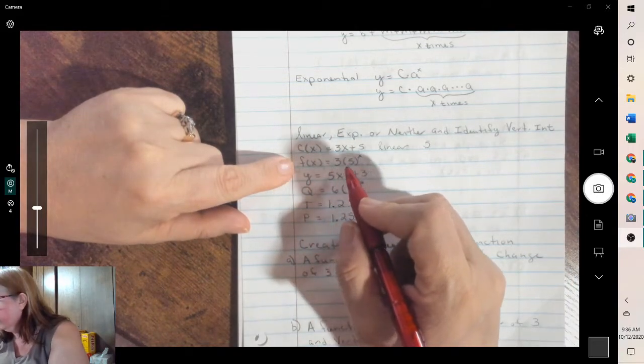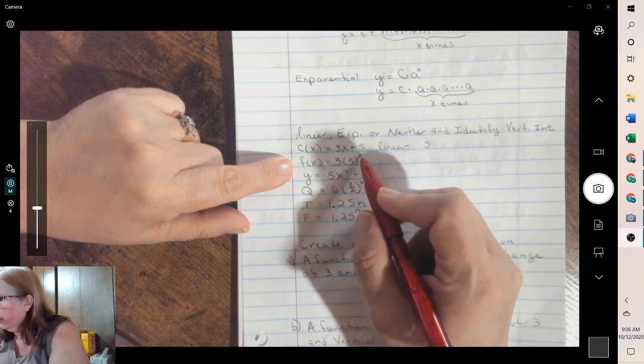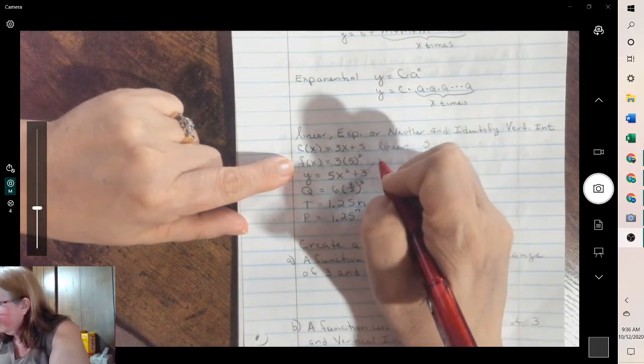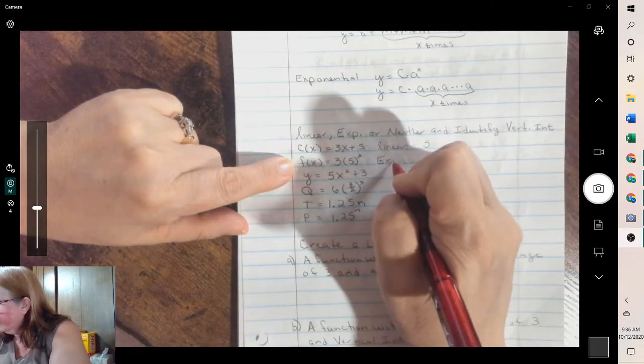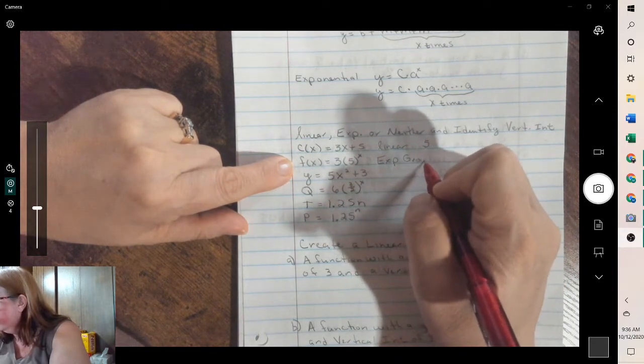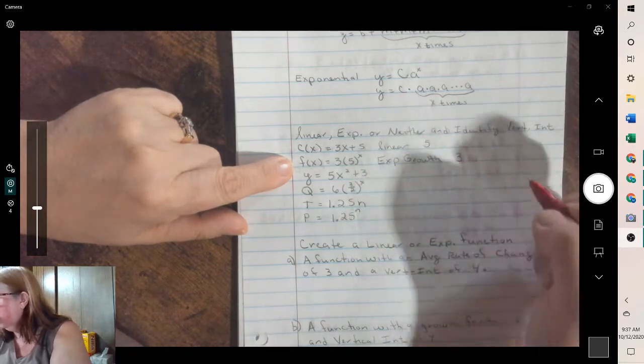f of x equals 3 times 5 to the x. This is exponential. x is in the exponent, and therefore this is exponential. Since the 5 is greater than 1, it is a growth. And the vertical intercept is 3.